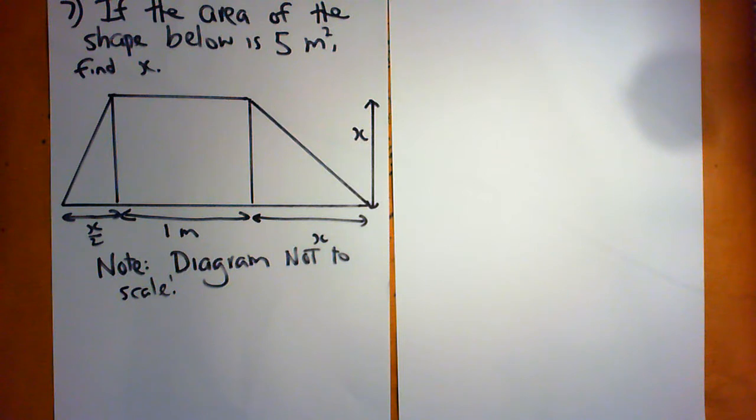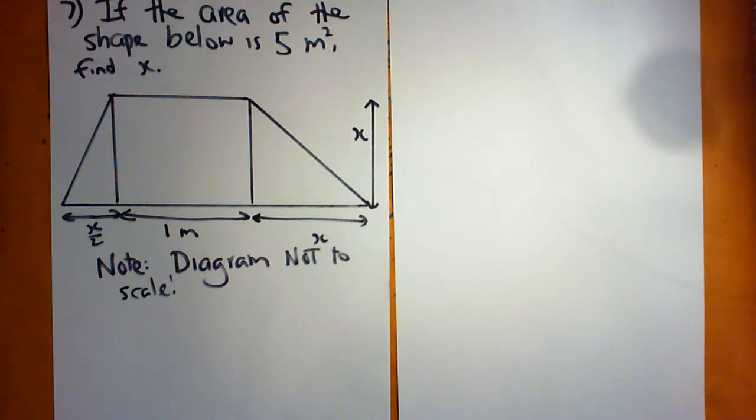So we have this trapezium looking shape where we have a rectangle in the middle flanked by two triangles. The height of the whole shape is x, which is the unknown that we need to find, which is the same as the width of the right hand triangle, and the width of the left hand triangle is half of that. The area of the whole shape we're told to be 5 square meters. We need to find the value of x.